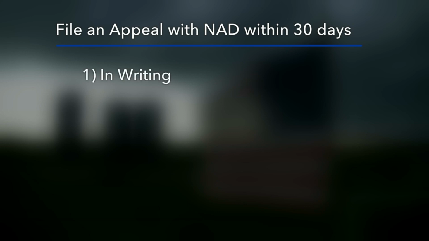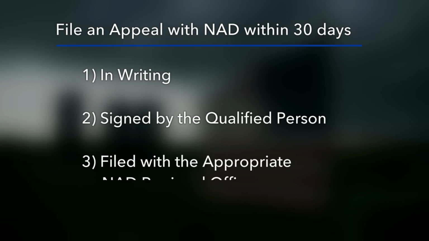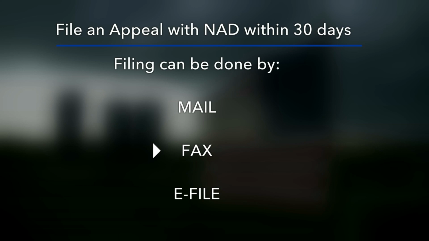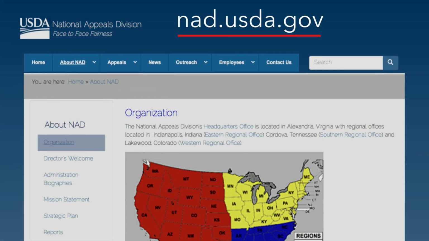The appeal must be 1. in writing, 2. signed by the qualified person who wants to appeal the decision, and 3. filed with the appropriate NAD regional office. Filing can be done by mail, fax, or e-file. To e-file or find the office nearest you, check out the NAD webpage, nad.usda.gov.